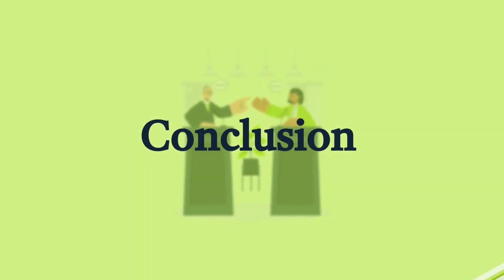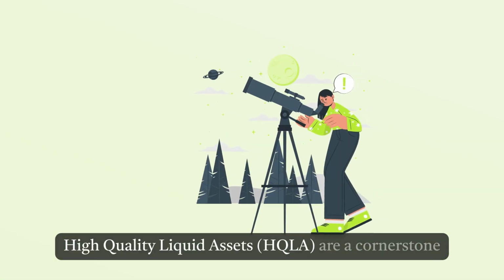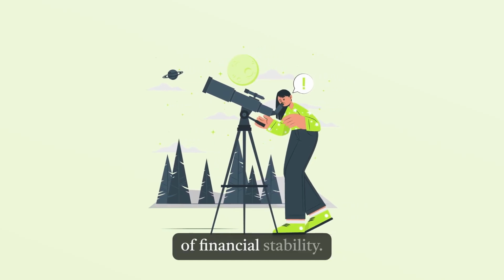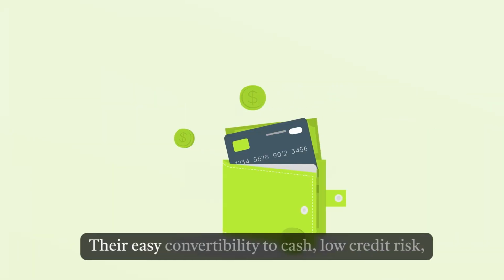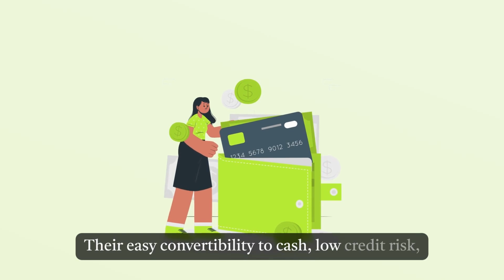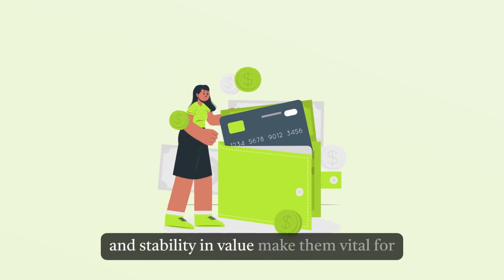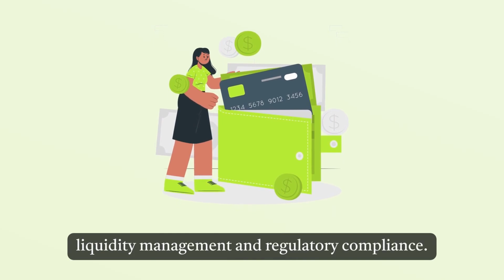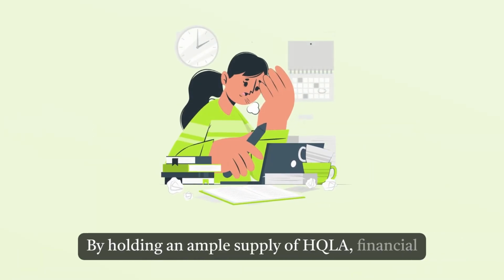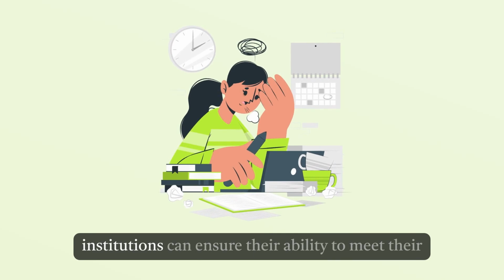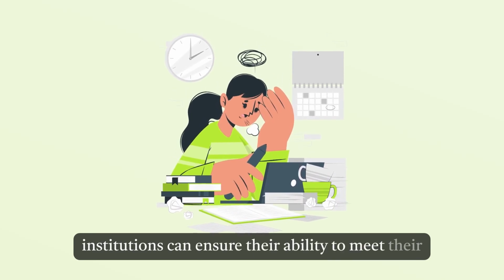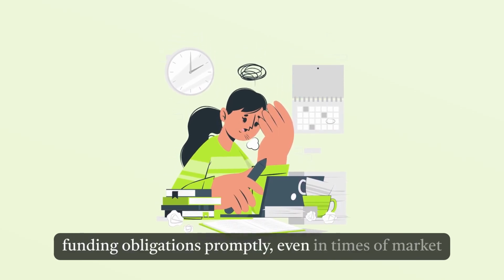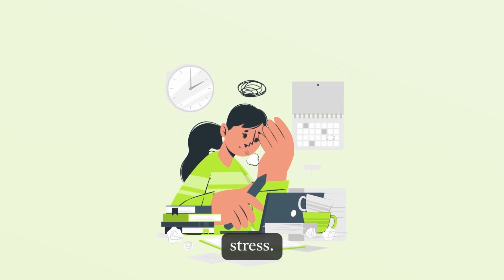Conclusion. High-quality liquid assets, HQLA, are a cornerstone of financial stability. Their easy convertibility to cash, low credit risk, and stability in value make them vital for liquidity management and regulatory compliance. By holding an ample supply of HQLA, financial institutions can ensure their ability to meet their funding obligations promptly, even in times of market stress.